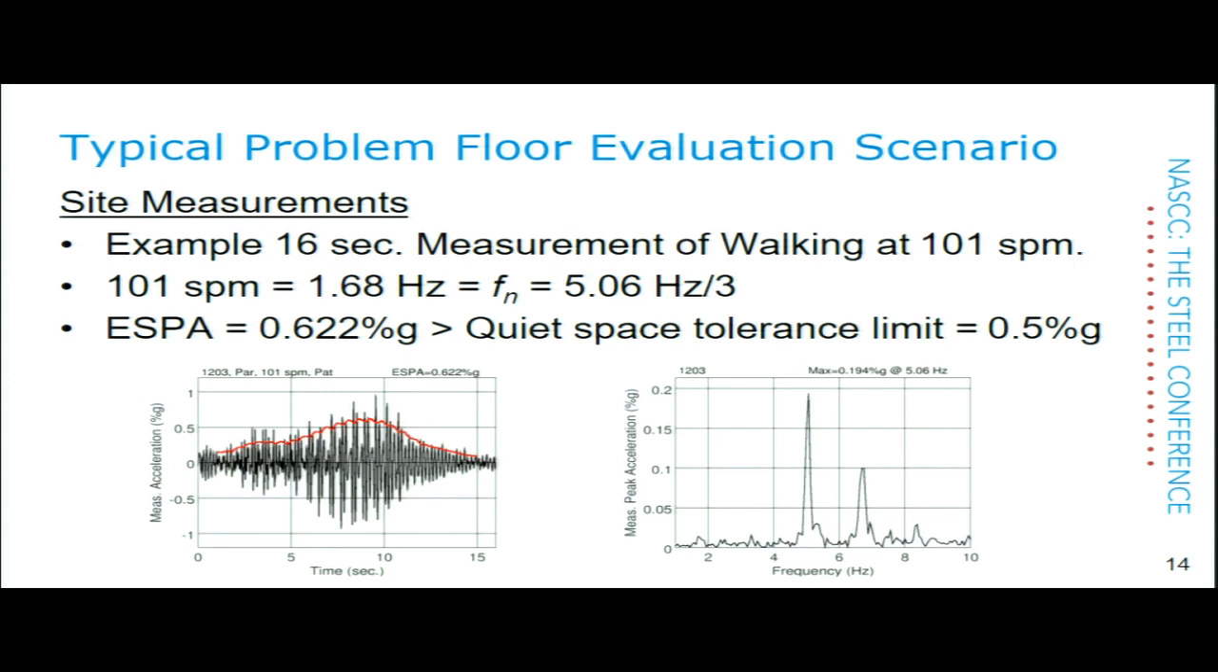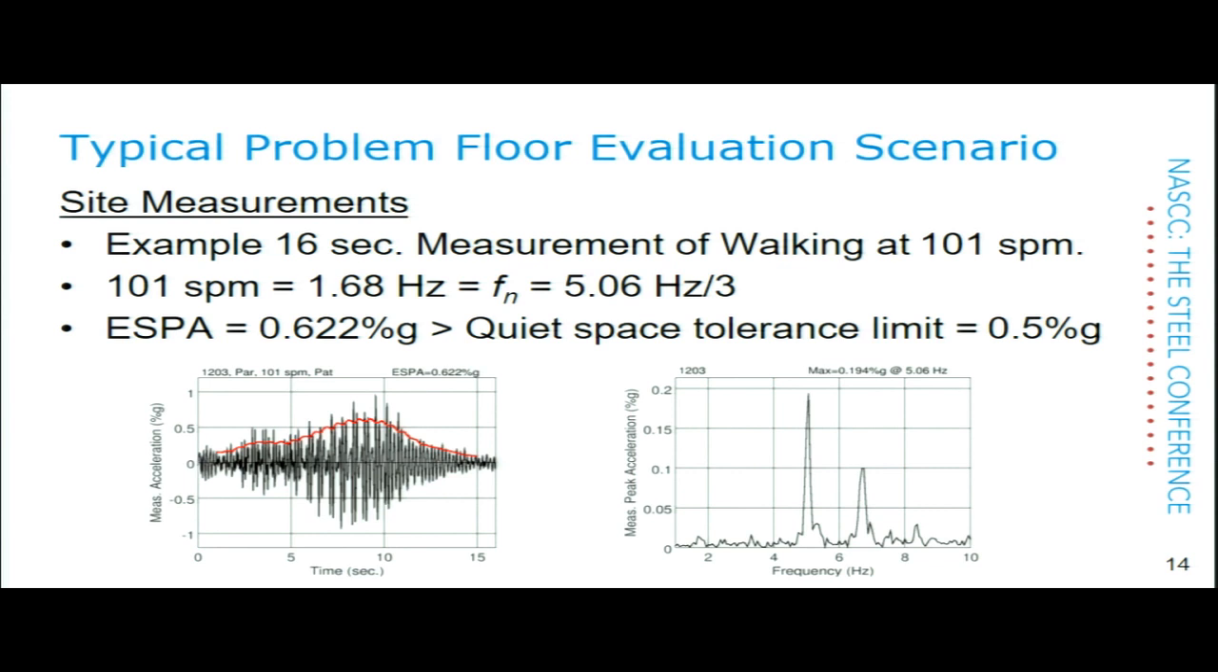Let's take an example. Here's a 16-second measurement at a walking speed of 101 steps per minute. 101 steps per minute is 1.68 hertz. That is equivalent to a natural frequency of 5.06 hertz divided by 3. So on the left here is the filtered measured acceleration versus time, 16 seconds. The red line is the RMS value multiplied by the square root of 2.